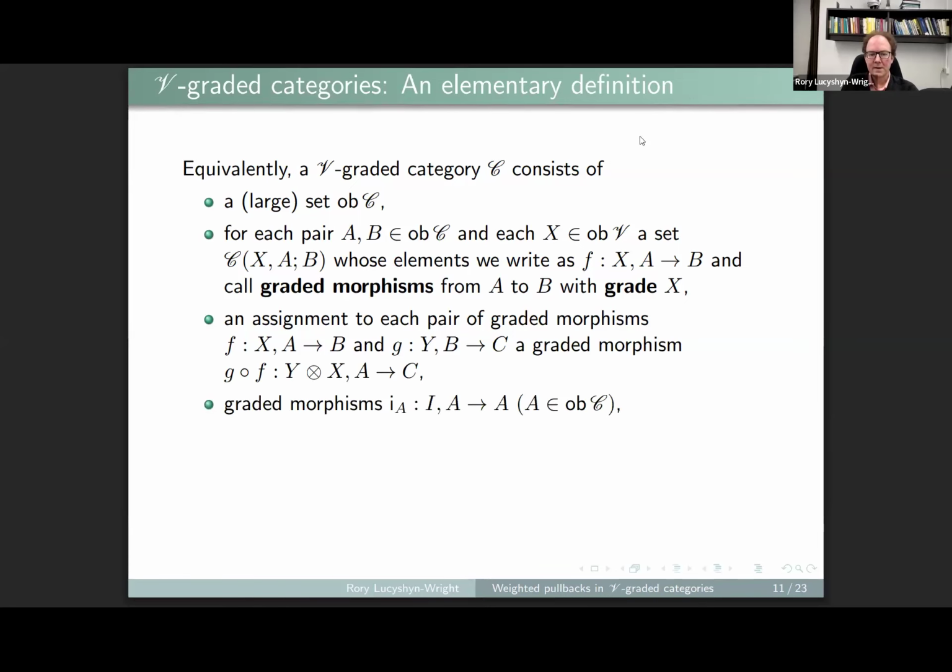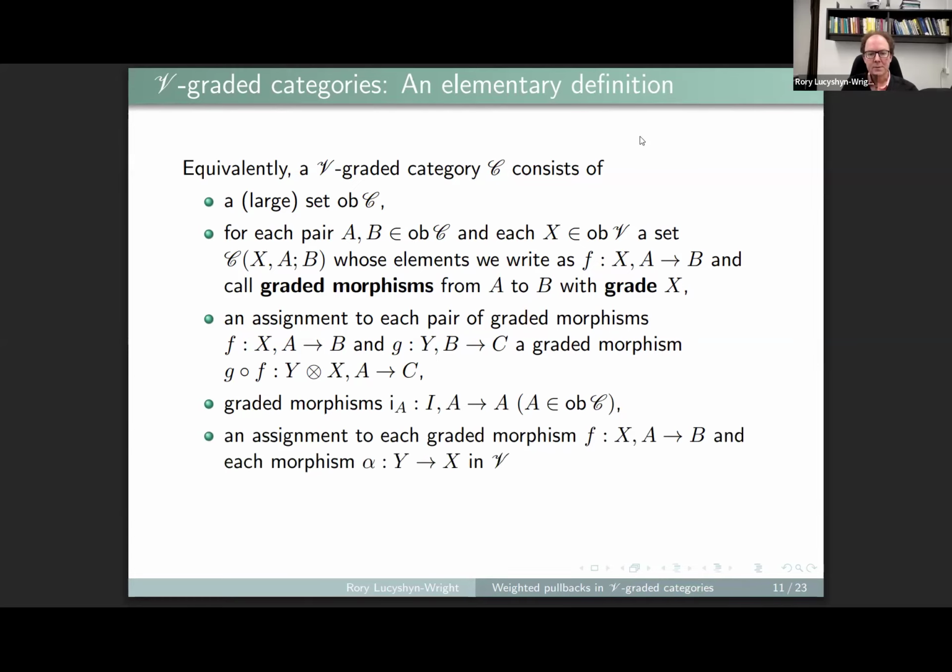And then we want identities. They'll be graded morphisms whose grade is the unit object I of V. So we ask for graded morphisms I sub A, going from I comma A to A for each object A of C. And we need something more, an assignment to each graded morphism F from X comma A to B, and each morphism alpha in V from Y into the grade.